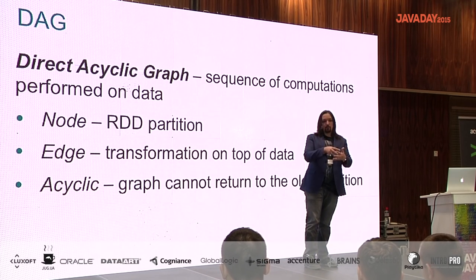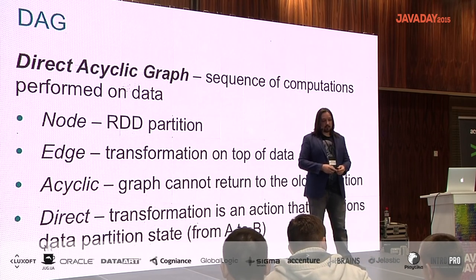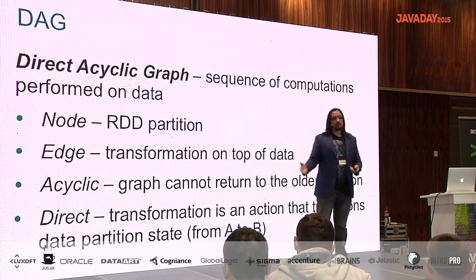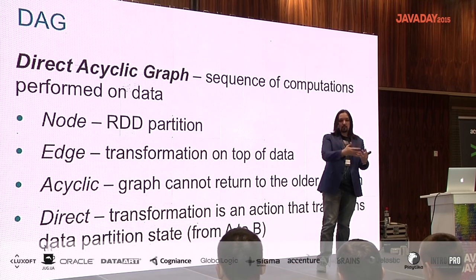If you want, you can access the previous RDD and recompute it. So the graph is acyclic. And it is directed because each transformation transfers data from one partition to another partition. You cannot just go back.